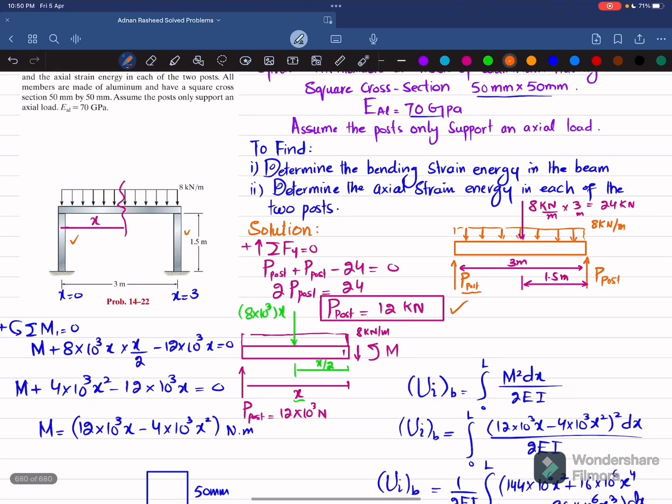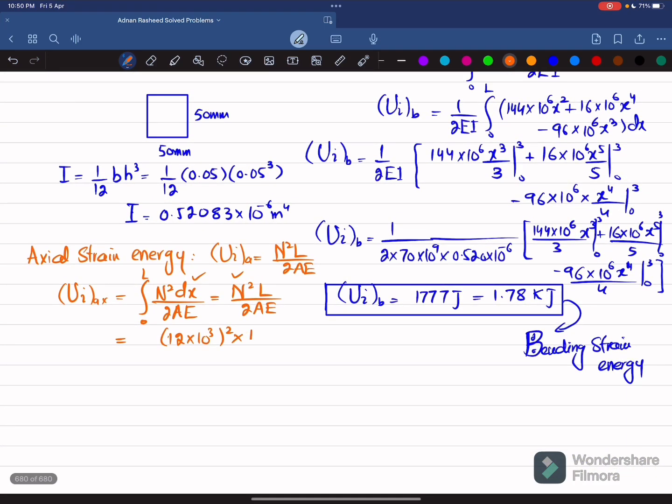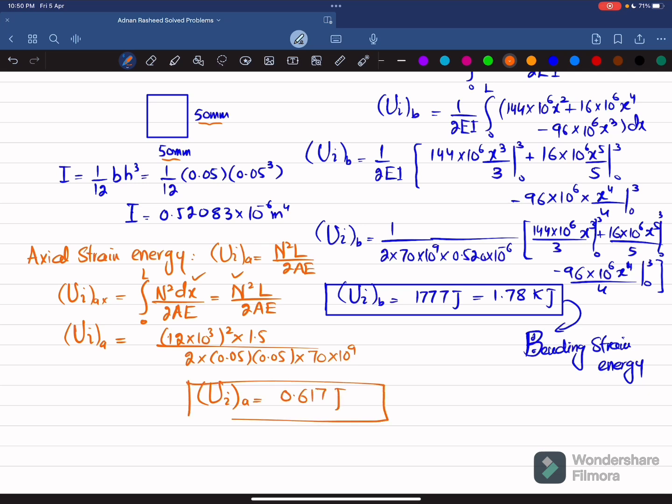And the length of each post is 1.5 meter. So 1.5 divided by 2 times area. Area of this cross section is given, so area is 0.05 multiplied by 0.05, and E is 70 gigapascal, 70 into 10 to the power 9. That is due to axial loading. When you calculate it, you will get the strain energy due to axial loading as 0.617 joule. So this is the amount of strain energy that will be stored in each of the posts.